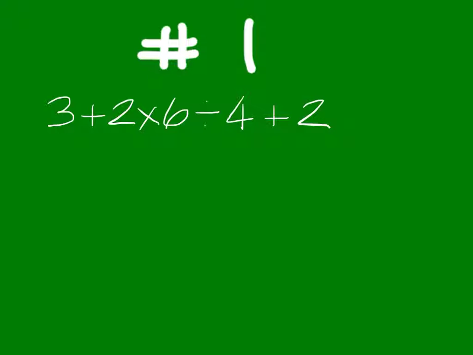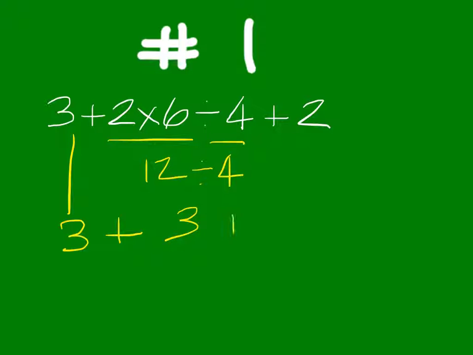Multiplication and division must be done in order from left to right before you do any addition or subtraction. So you must do 2 times 6 to get 12, and then divide by 4 to come up with 3. So now you do 3 plus 3 plus 2, which is 8.